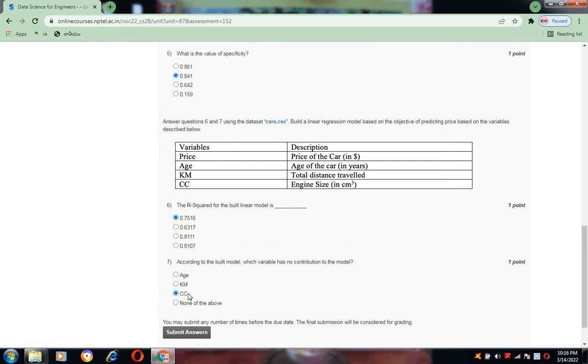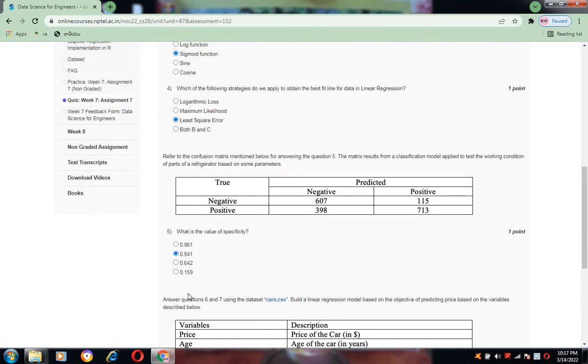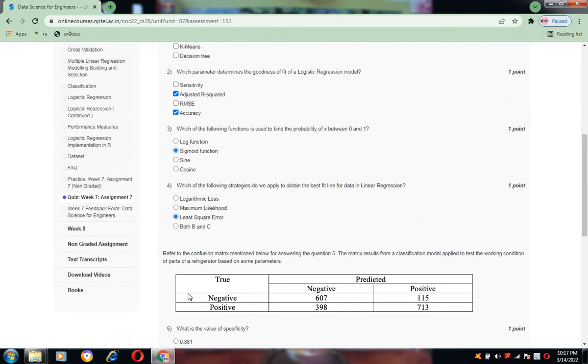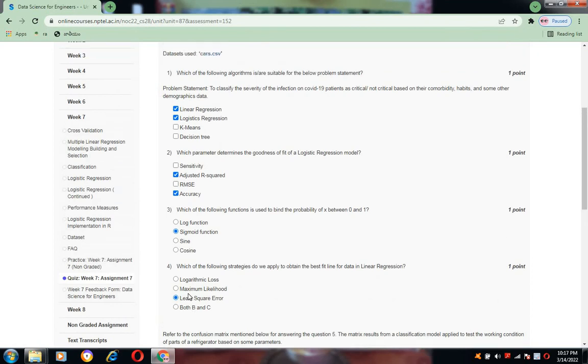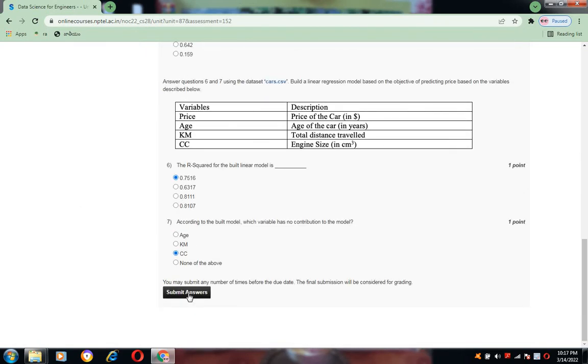Once again, we see all the answers. Question number 7, CC. Question number 6, A. Question number 5, B. Question number 4, C. Question number 3, 2. Question number 2, BD. Question number 1, A and B. So these are the answers I take according to my knowledge. Please notify me if at all any mistakes are there.